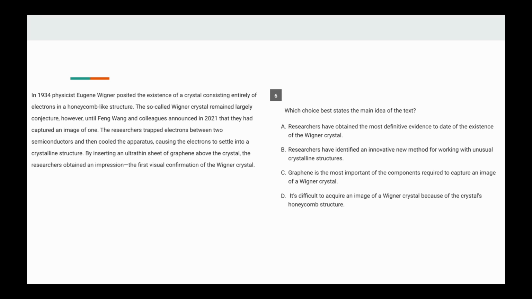There's just evidence that there is a crystal consisting entirely of electrons in a honeycomb like structure. But there's nothing about the image of the crystal being very hard to acquire because of the honeycomb structure. Nothing like that in the passage. So we can safely eliminate D also, and the correct answer will be A.